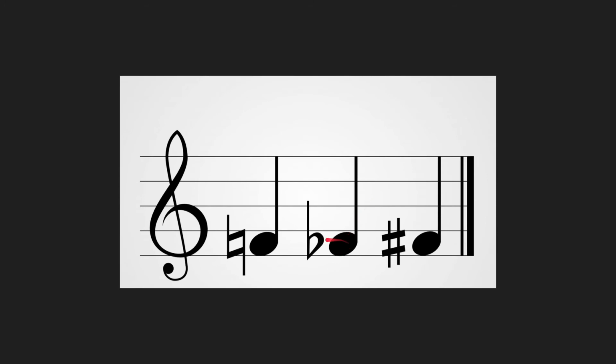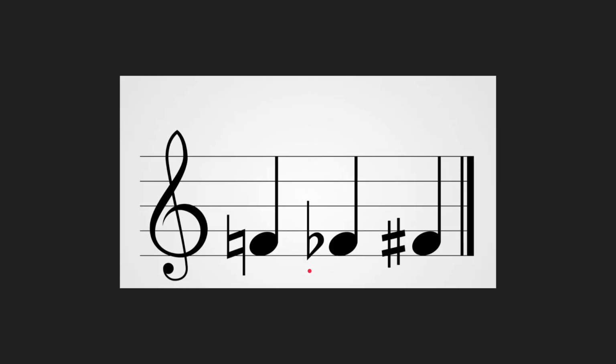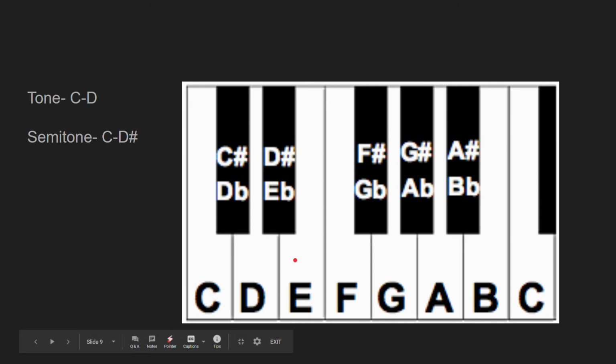Here we have a different symbol. This looks a little like a B, but it's kind of pointed. So this is a flat. You're calling it F flat. Now hopefully you remember, there is no actual black note, but E can also be called F flat. So here you would be playing this E note, or basically F flat.